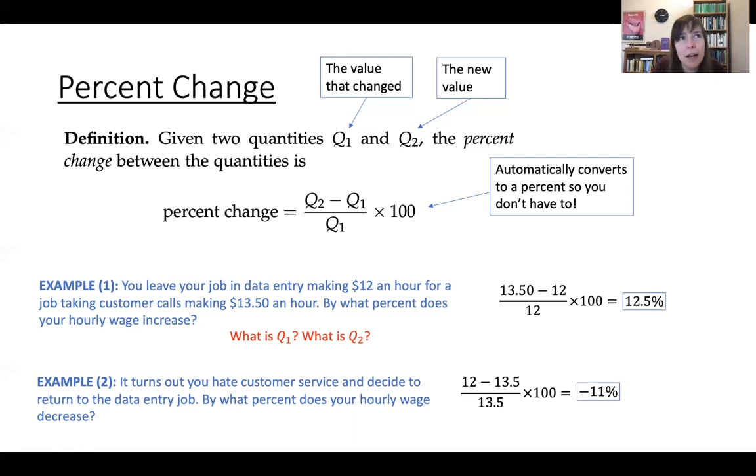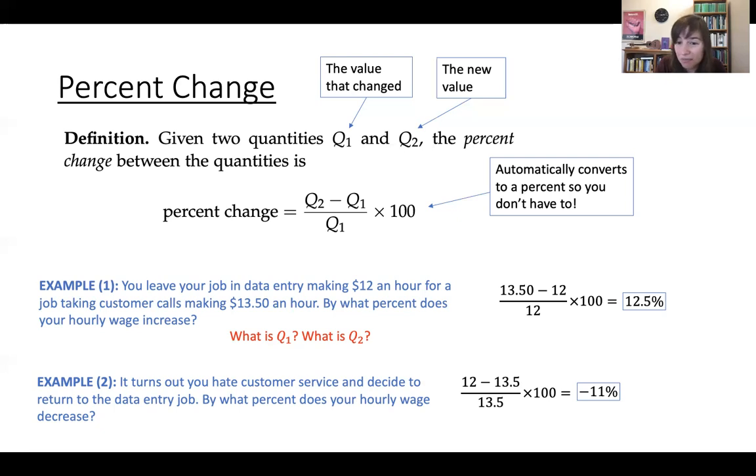And now, when I've taught this concept in the past, some students are worried that the percent change isn't the same because the dollar amount is the same. In this first scenario, you're increasing from 12 to 13.50. So that's an increase in your wage by $1.50 per hour. In here, you're decreasing from 13.50 to 12, so you're decreasing by $1.50 per hour. But the percent changes are different, even though the dollar per hour change is the same.